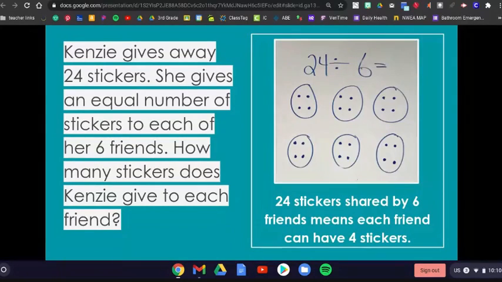In this picture, you can see 24 stickers divided into 6 people. It puts 4 stickers in each person's hand. And that's modeled in the picture on the screen. 24 stickers shared by 6 friends means that each person can have 4 stickers. The activities that you're doing today are going to look just like this, where you have to problem solve, and you can use a couple different strategies.